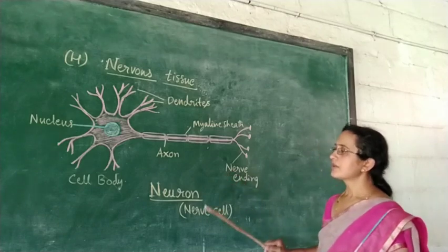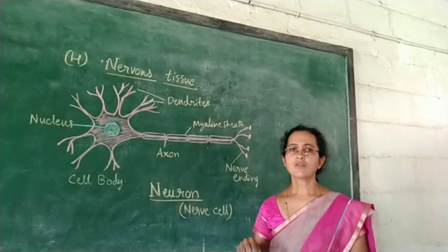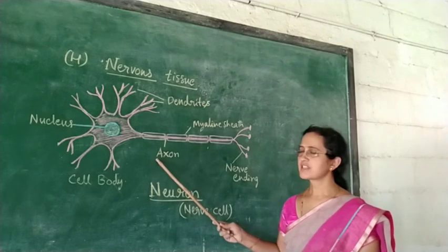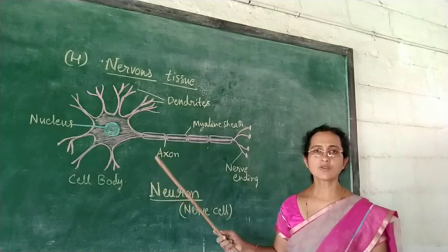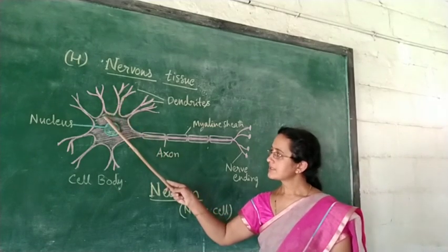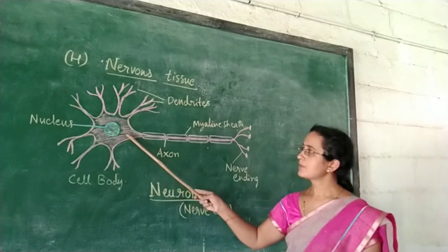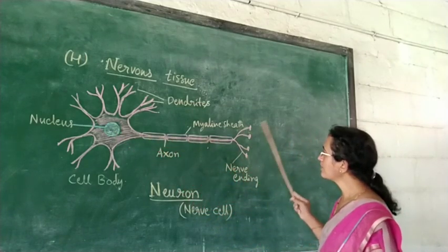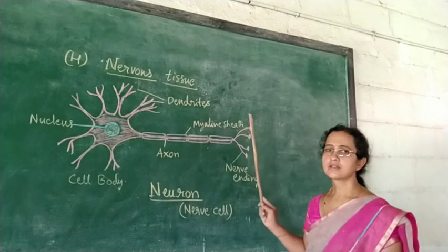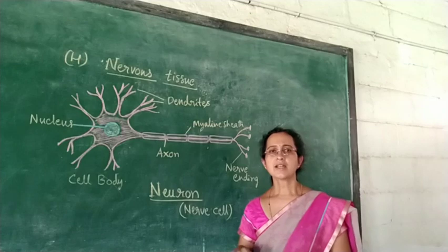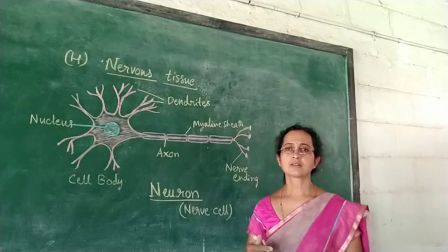Whenever sense organs present in our body receive messages, the nerve cells present in the sense organs receive the messages through these dendrites. The message is carried across the cell body and reaches the axon, reaches the nerve ending and passes on to the next nerve cell. Like this, the messages are sent all over the body.